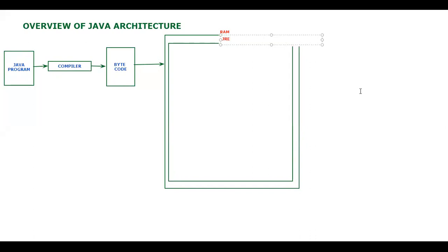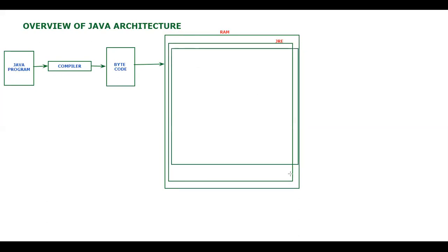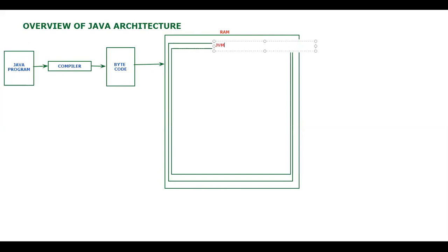So inside the JRE, what will be there? I've just explained that inside the JRE the JVM will be there, along with the library classes. Library classes I don't want to write. Inside this I'll be having the JVM. So this is my JVM, present here. Inside the JVM, what and all will be there, that is what we are going to understand now.